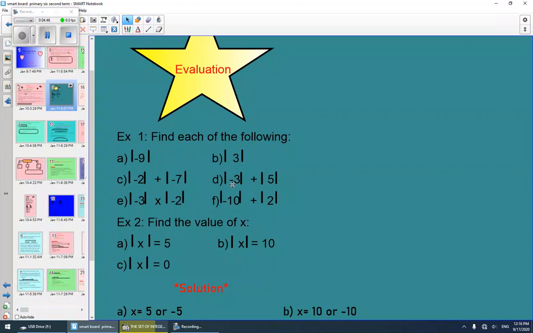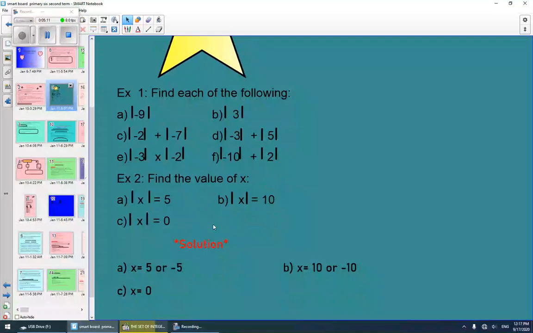Number D, the absolute value of negative 3 plus the absolute value of 5. 3 plus 5 equals 8. Number E, the absolute value of negative 3 equals 3, and the absolute value of negative 2 equals 2. 3 times 2 equals 6. Number F, the absolute value of negative 10 plus 2. 10 plus 2 equals 12.